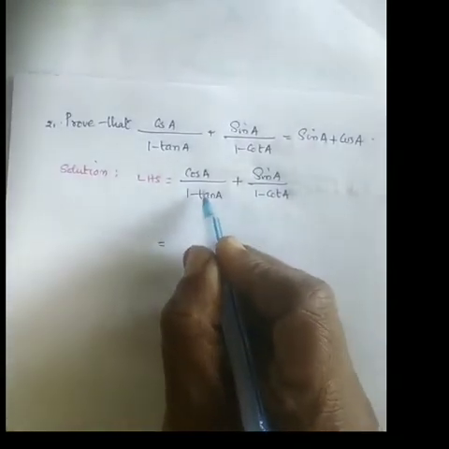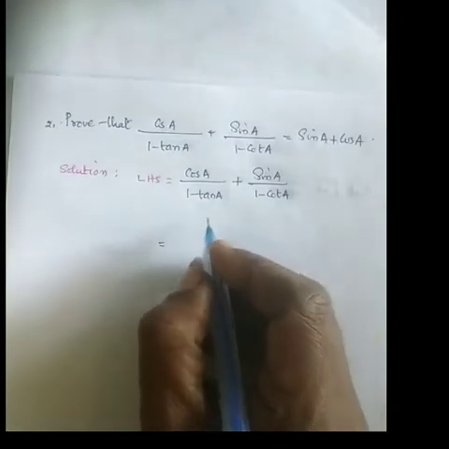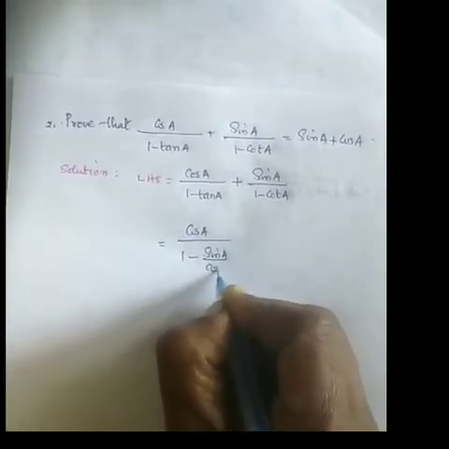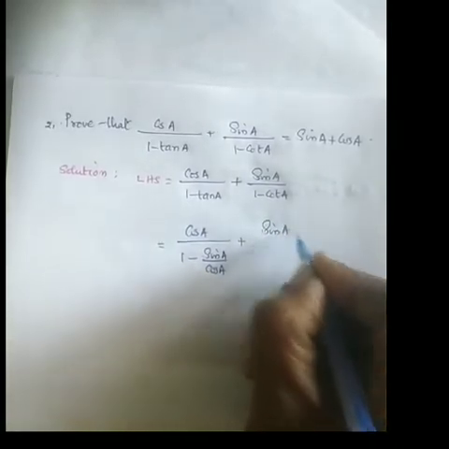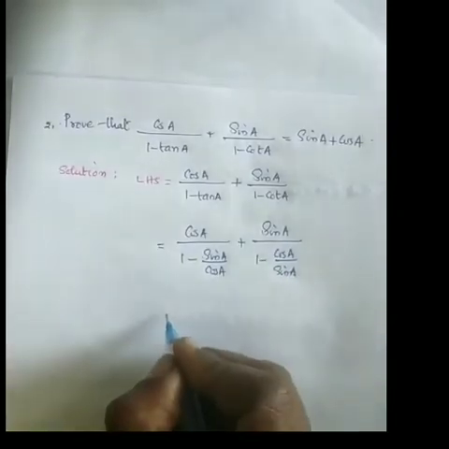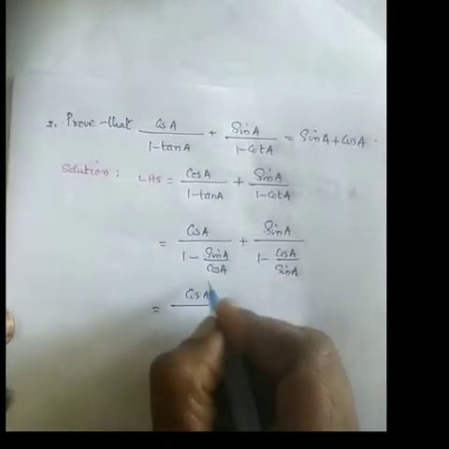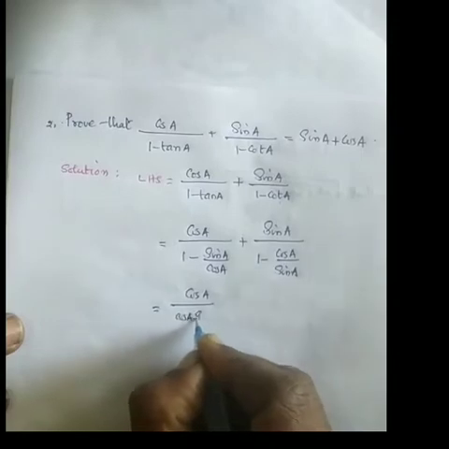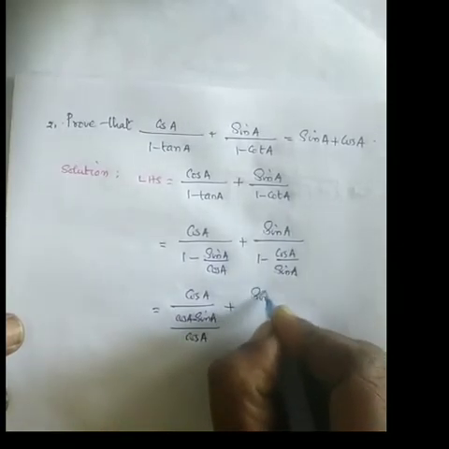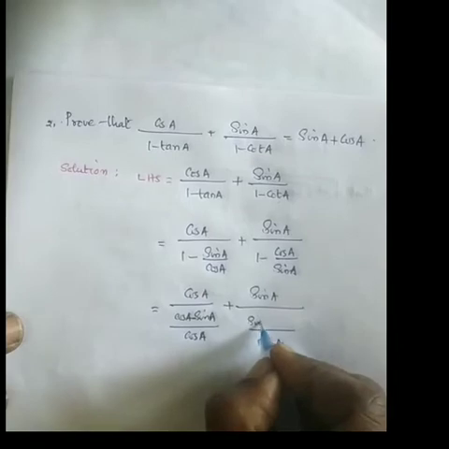For getting the solution, convert tan A into sin A by cos A and cot A into cos A by sin A. That is cos A divided by 1 minus sin A by cos A, plus sin A divided by 1 minus cos A divided by sin A. Which is equal to cos A divided by, taking cos A as the LCM, cos A minus sin A divided by cos A, plus sin A divided by, taking sin A as the LCM, sin A minus cos A divided by sin A.